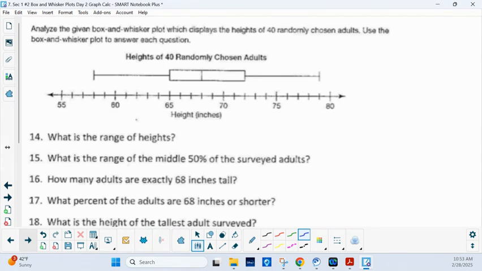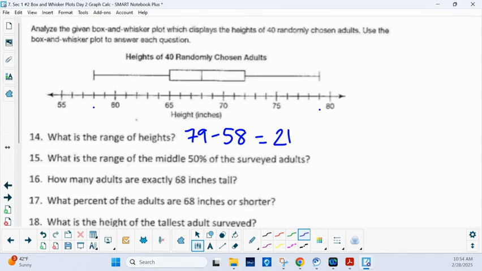How do you find a range? Yeah, highest subtract smallest. What is our box and whisker telling us the highest is? 79 minus, what does it tell us our lowest is? 58. So it does tell us highest and lowest, so we can find the range. What is 79 minus 58? So that's the range. That's a pretty big range. That's a big box and whisker.